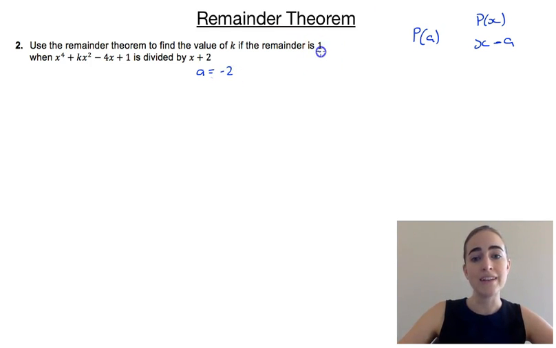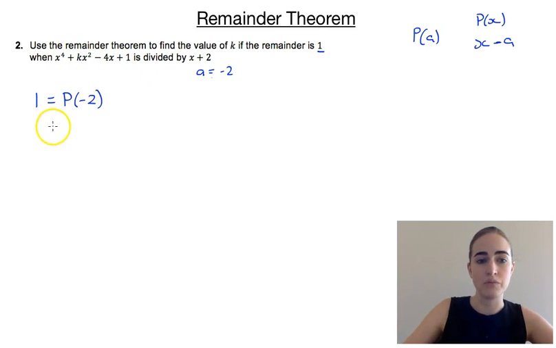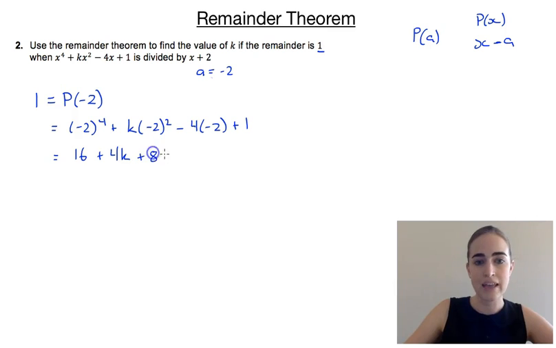We also know that our remainder is 1. So that means that 1 is going to be equal to p of minus 2. So now we can substitute minus 2 into our polynomial and work that out. So we're going to have minus 2 to the power of 4 plus k times minus 2 squared minus 4 times minus 2 plus 1. Going through and working some of that out, we have 16 plus 4k plus 8 plus 1, which would give us 25 plus 4k. So all of that's still equal to 1.